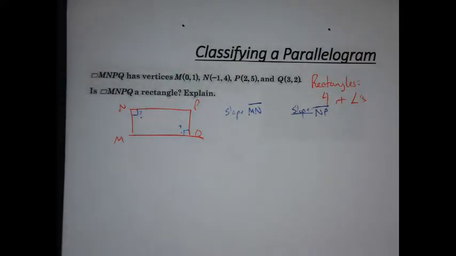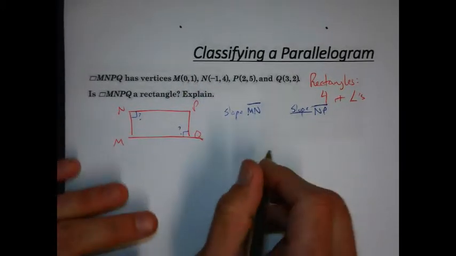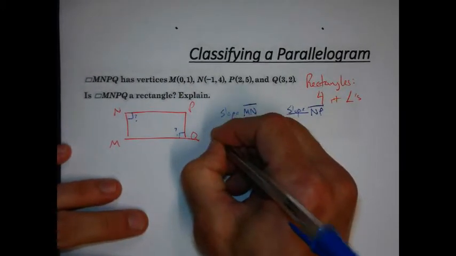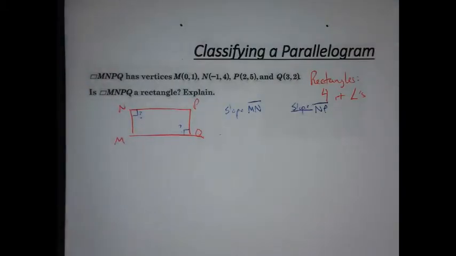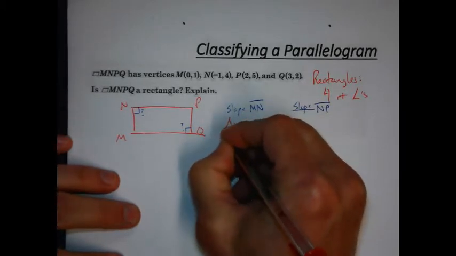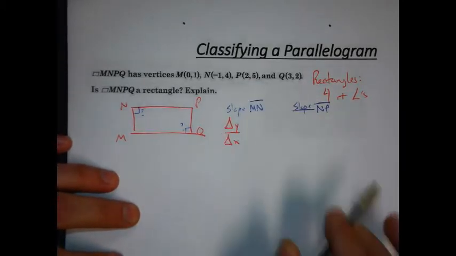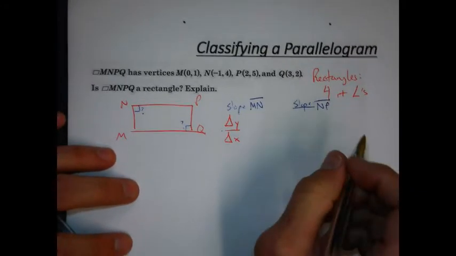Let's find the slope of MN. Here's MN. Now, how do we find slope? Again, you can use the slope formula. I'm going to use something different. I'm going to use just words. The change in y over the change in x. Now, this one, order does matter. I'm not squaring anything, so order does matter.